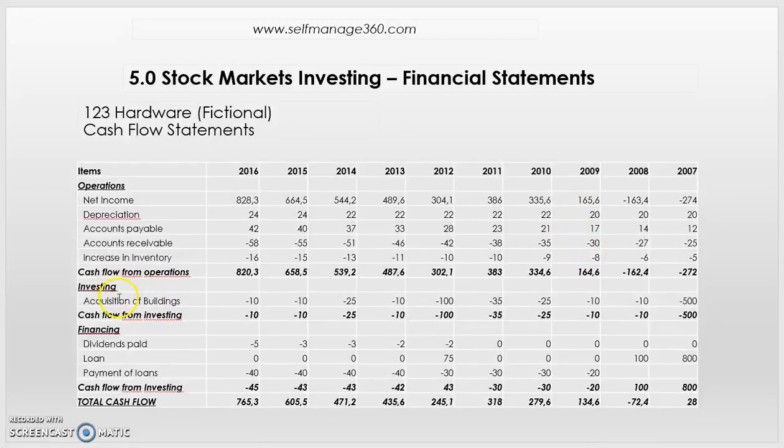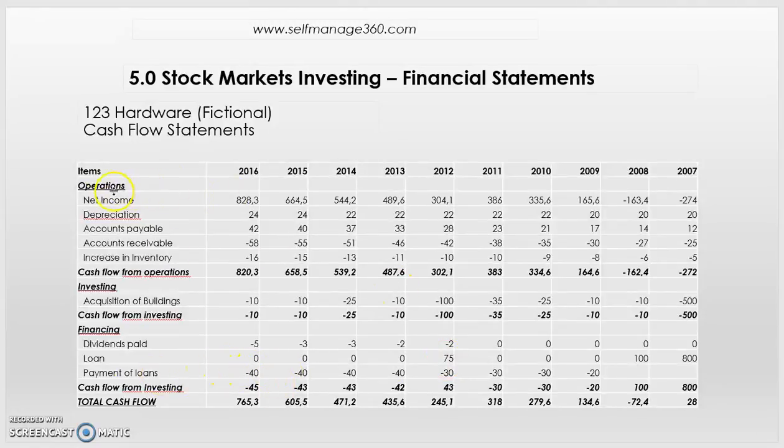If the company decides to invest by acquiring buildings or new 123 Hardware shops, in order to increase the revenue, they have to build new buildings, new stores. Then that's going to be shown on the cash flow statements. It may also have to do some financial transactions, maybe paying dividends to its shareholders. So that's going to be a negative cash. It's going to be a cash out. Money will leave the company, so you'll see a negative. It may have to borrow money. It may have to pay for its loan.